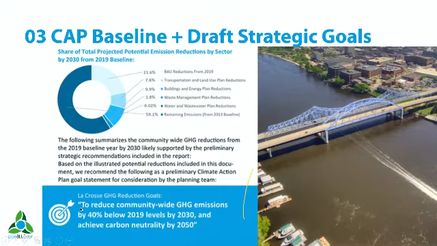So the suggested starter goal, overarching goal, is to reduce community-wide GHG emissions by 40% below 2019 levels by 2030 and achieve carbon neutrality by 2050.